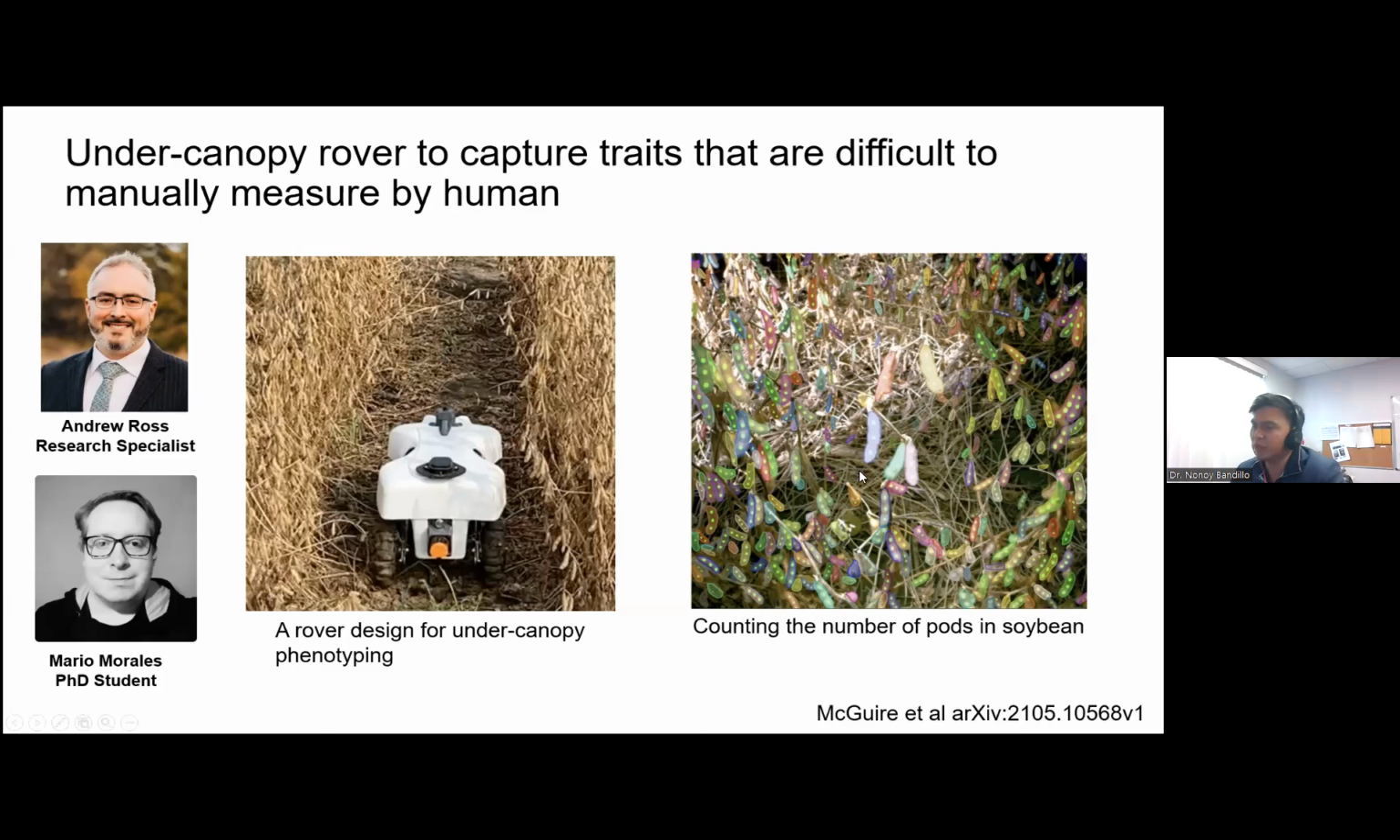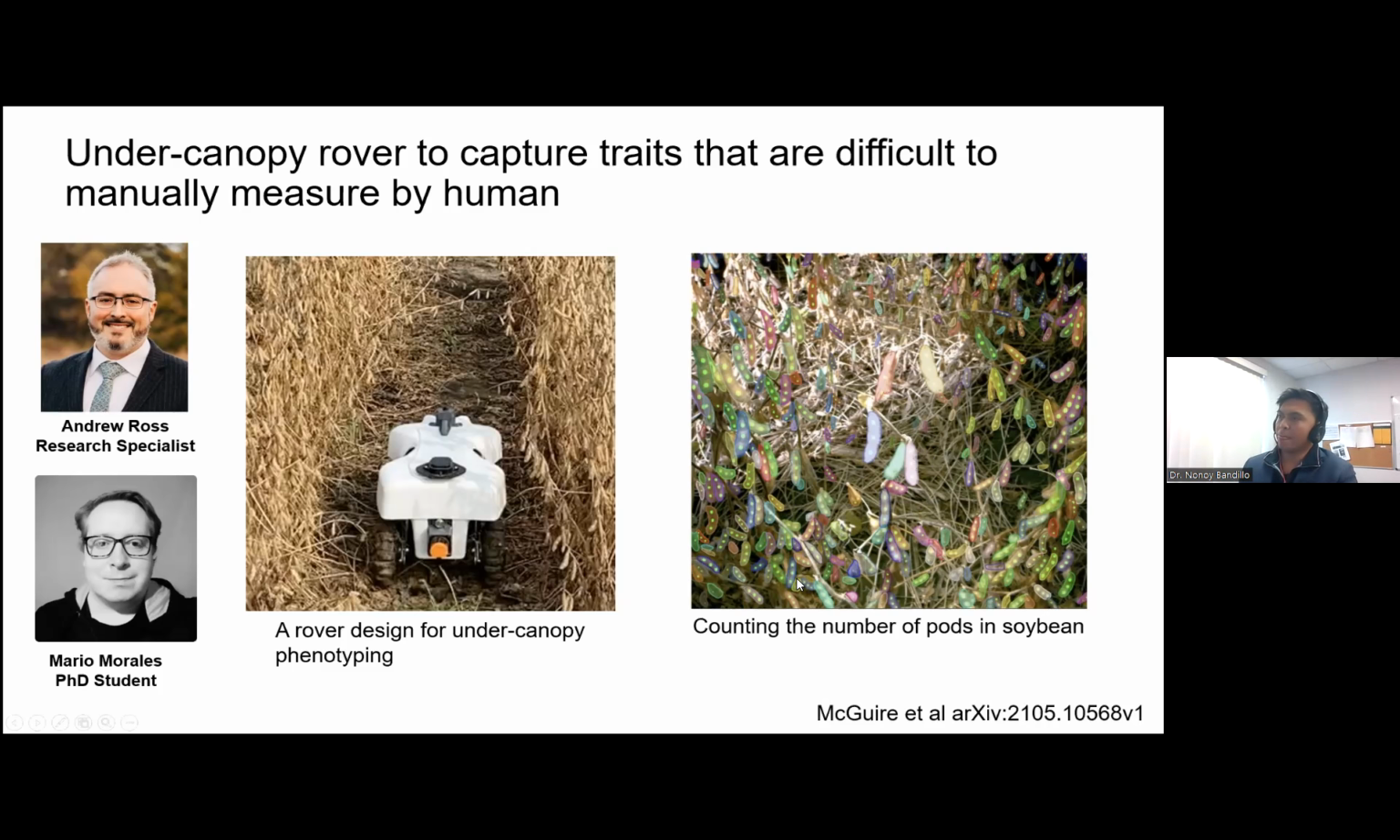So just to give you an example here, it has a LiDAR. So it's allowed to get an extra layer of information. And so from here you can see the size of the pod, right? And the size of the seed in the pod, which is, I think, very fantastic. And then if you can count the number of seeds per pod, I think that's really great. And it could be translated to higher yield later on.